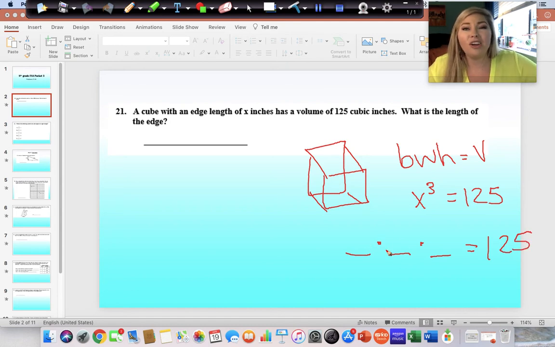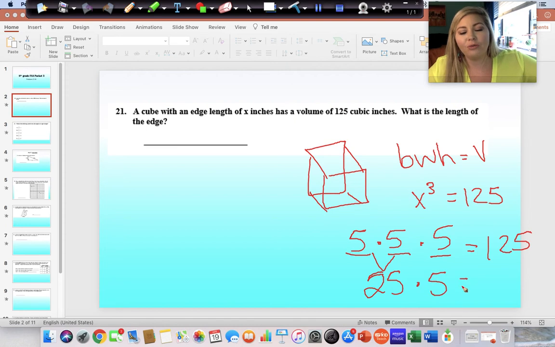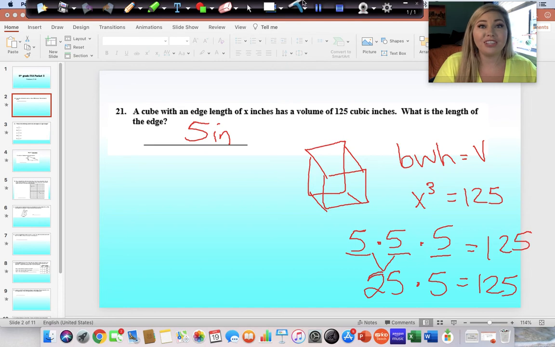Honestly, either you memorized your cube roots through like 12, or you have to guess here and then just multiply 3 numbers that are all the same until you get to 125. Luckily, I know my cube roots. So it is 5, because 5 times 5 is 25, and 25 times 5 gives you 125. So our length of the edge is 5 inches, because we're dealing with inches here.